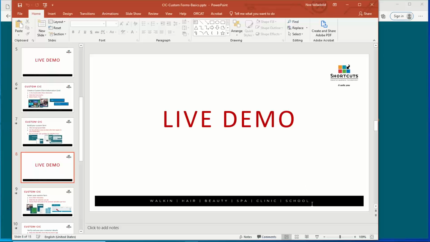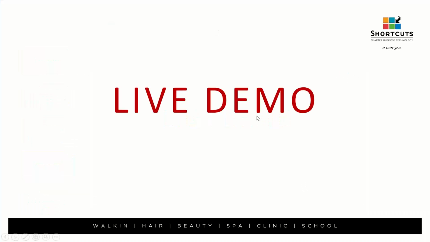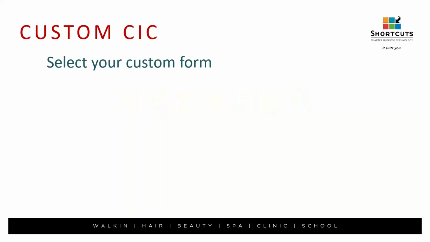So once you have a form, how does the staff bring it up? So we've already talked about giving the staff permission. So if you have a tablet, the staff would go to console.shortcutsoftware.com and they'd log in with their email and password. And they can either go to anywhere, which allows them to look at their appointments, or go to the online CIC.